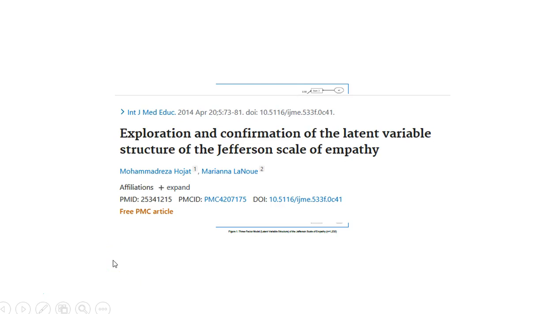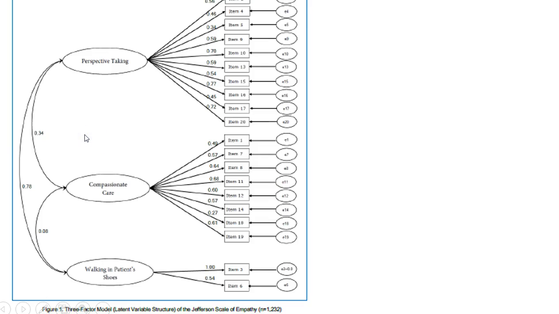And then here's another example of a confirmatory factor analysis that I did back at Jefferson with Dr. Hojat. And I've reproduced the figure here. So this scale has a similar structure as the one we just looked at, which is a 3 latent variable structure corresponding, in this case, to 20 individual indicators or scale items.